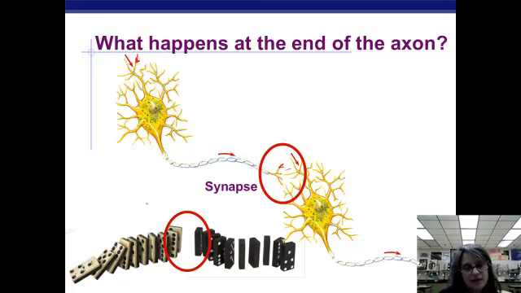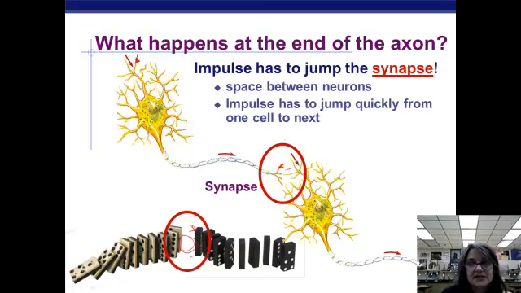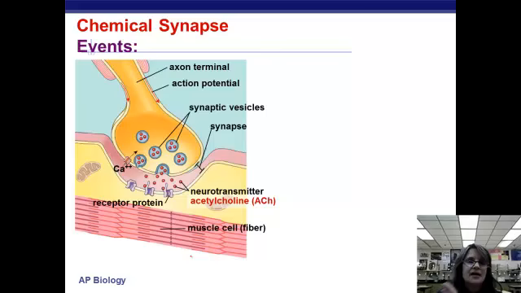This is a great little analogy. If our dominos are not close enough to each other to push each other over, how do we get that message to this domino that he needs to fall too? Okay? We have got to jump that synapse. We have got to get the impulse to go from one cell over to another one.